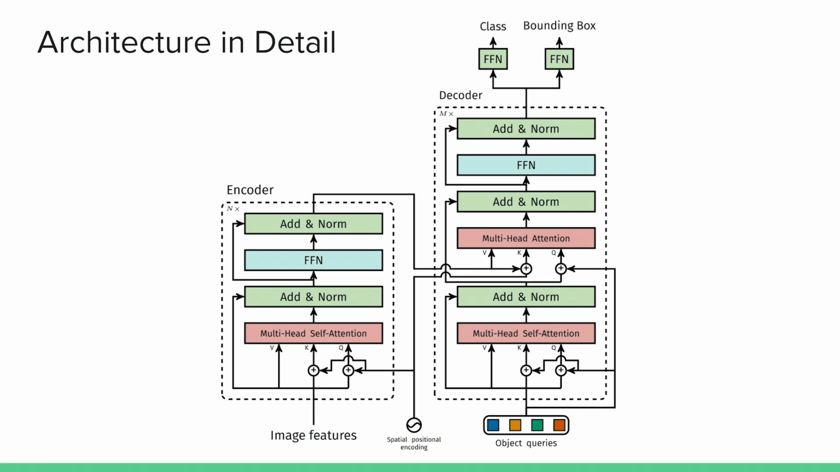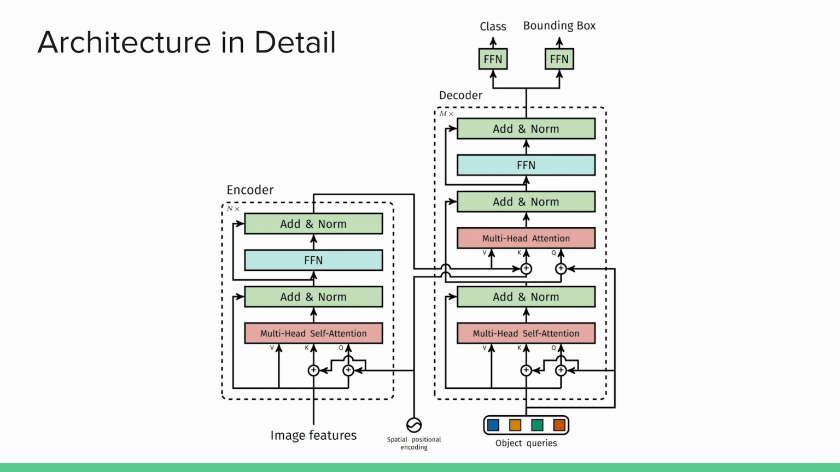So in detail, the architecture is very similar to what we've seen before, in that we have our encoder on the left side with a multi-head self-attention, where we have again our values, key and query, and then this normalization feed-forward network. And on the other side, it's exactly the same, with the only exception that we're now using these object queries instead of our output sequence.